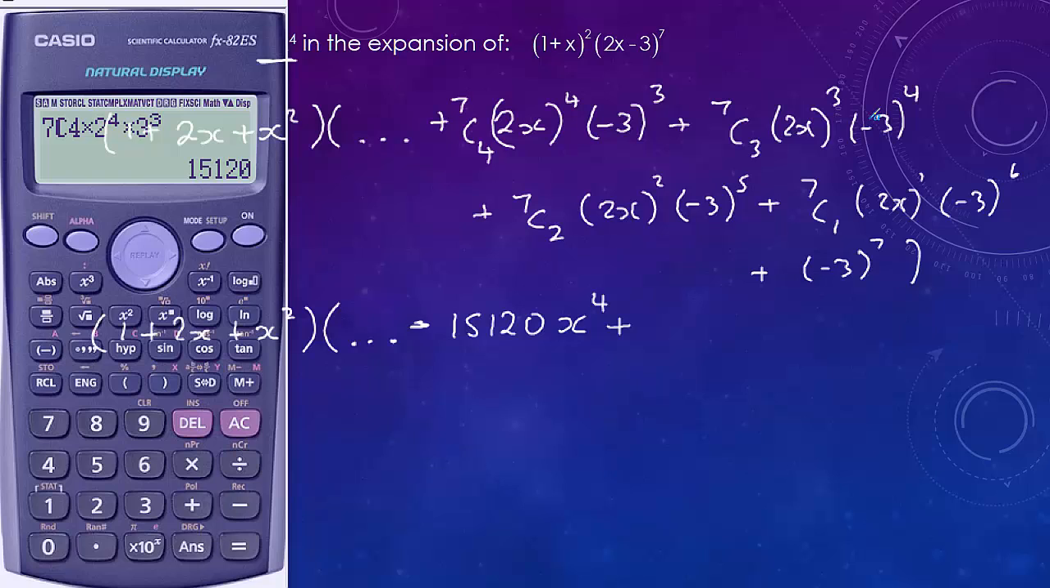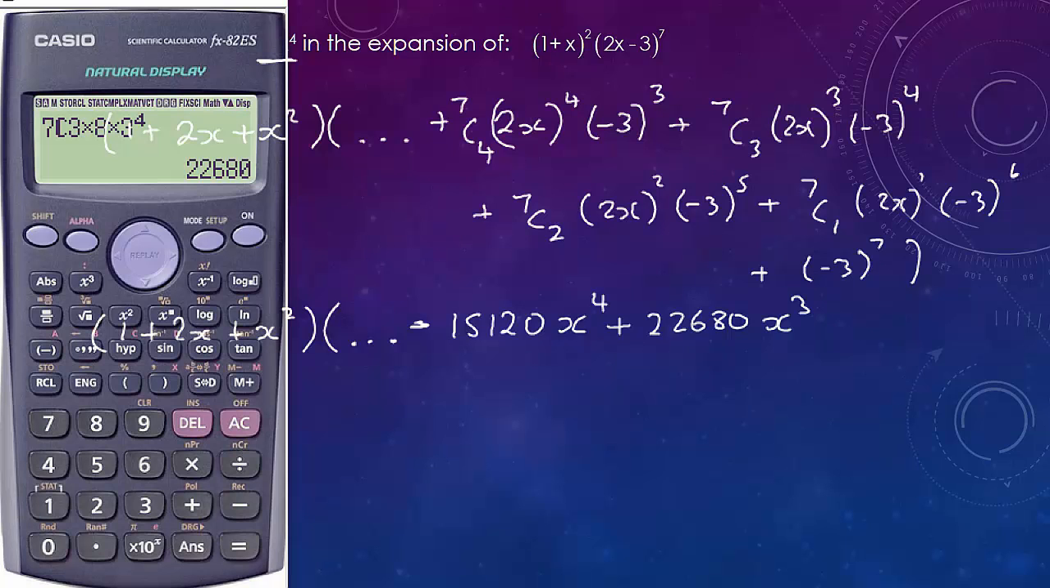Now the next one's going to be a plus because the negative is to an even power. So what we're going to need there is 7c3 multiplied by 2 cubed, which is 8, multiplied by 3 to the power 4. So 22,680. And that would be the x cubed term.